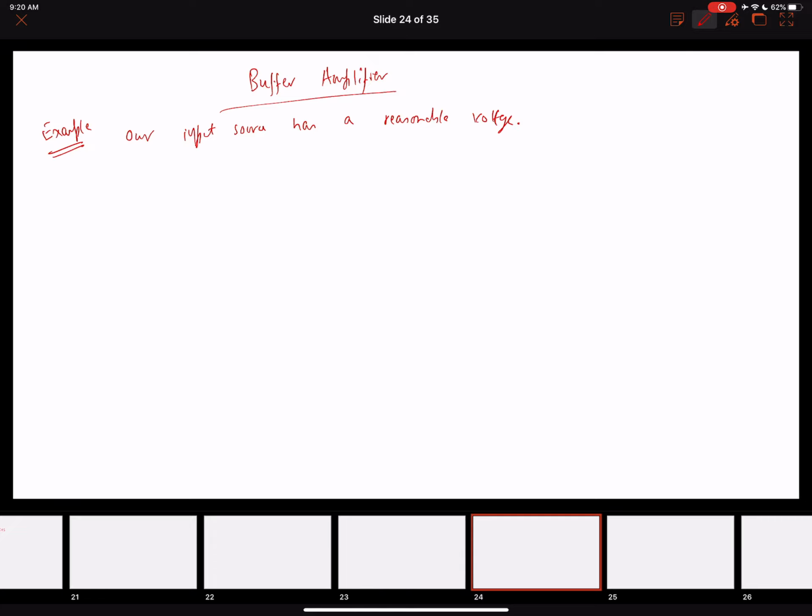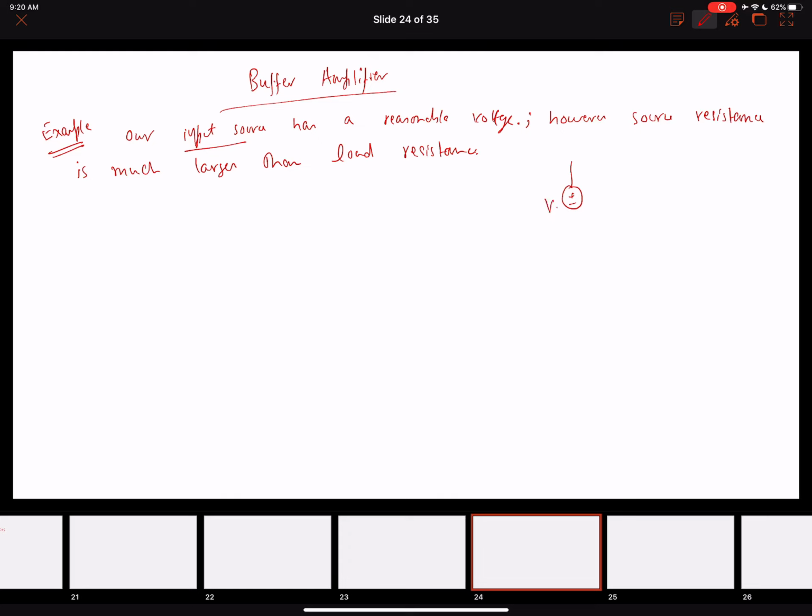But the source, however, the source resistance Rs of this input source is much larger than the load resistance, right? So for example, what is happening here?